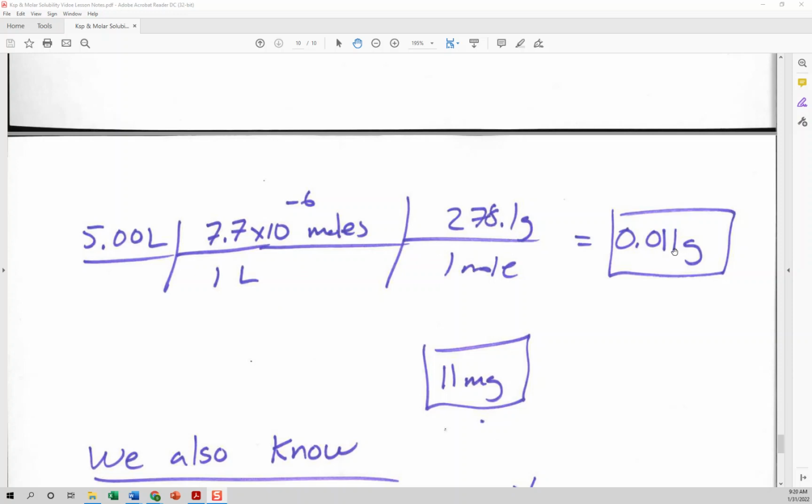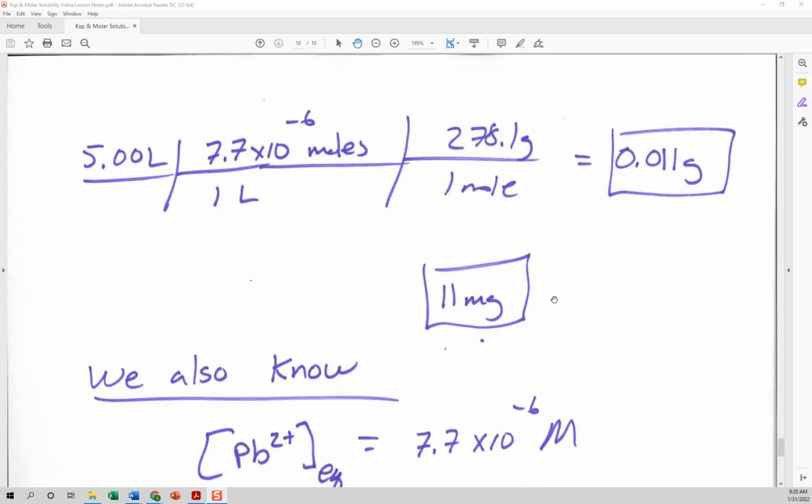So not many: 0.011 grams. It would only take 0.011 grams of lead chloride to saturate a 5 liter solution. Not a lot at all. If you wanted to put it in milligrams, 0.011 grams is 11 milligrams. So it would only take 11 milligrams to saturate 5 liters of solution for lead chloride. So that's how very, very slightly soluble it is. It's insoluble, but this is why. It doesn't take much to saturate.